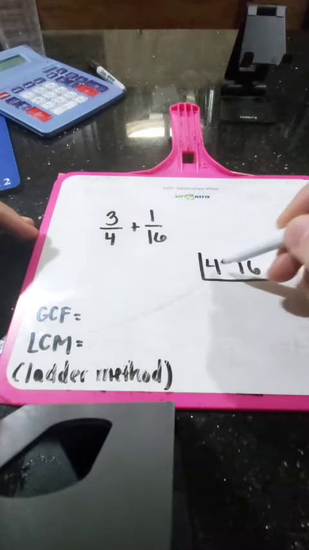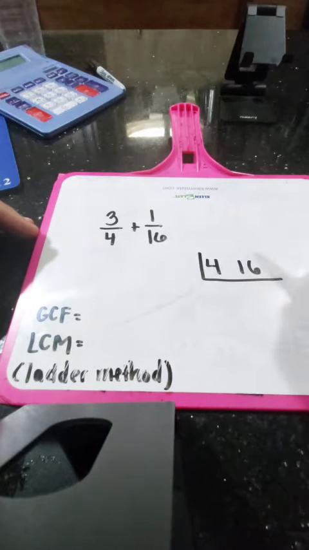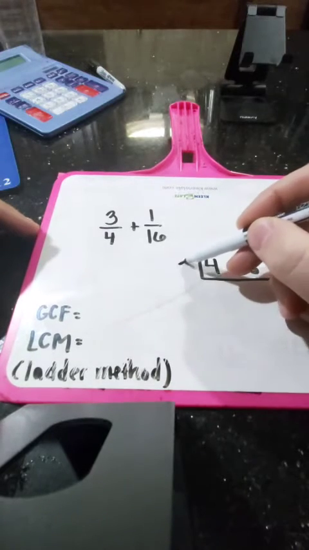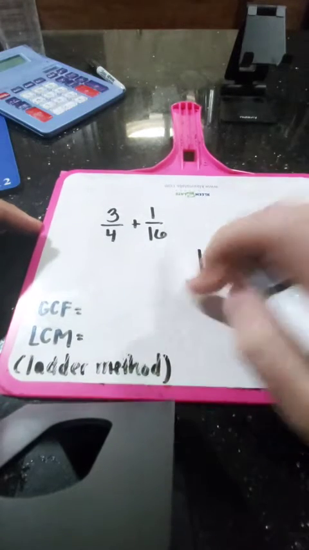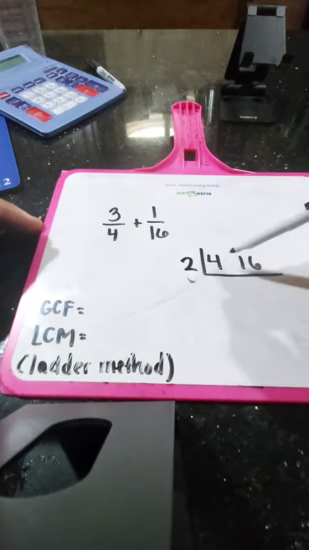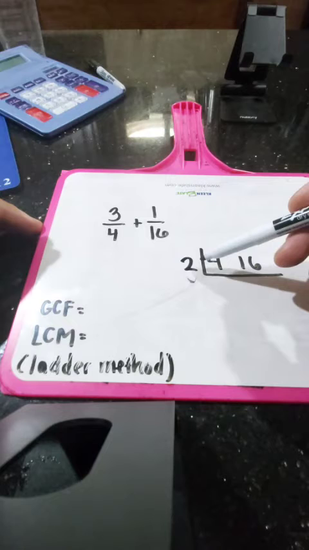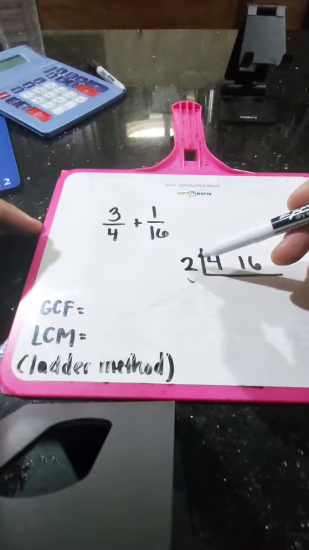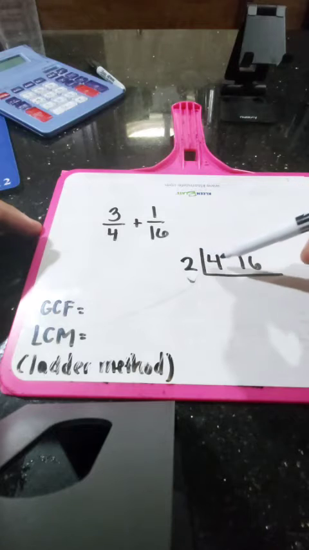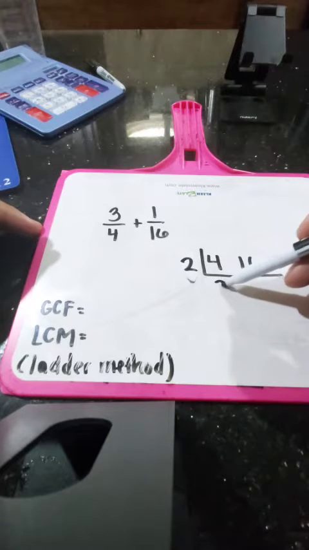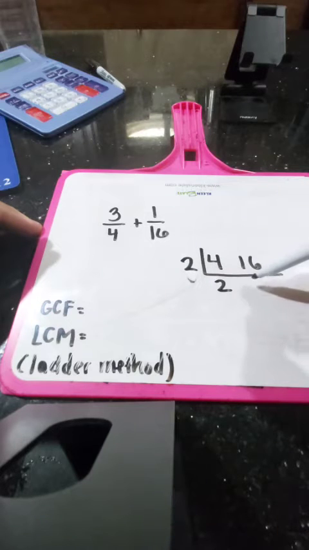Okay. So what is the smallest prime number that can go into 4 and 16? Again, that is 2. Typically, every time that there are 2 even numbers, you can expect that your smallest prime number is going to be 2. All right, so 2 divided into 4 equals 2, and 2 divided into 16 equals 8.